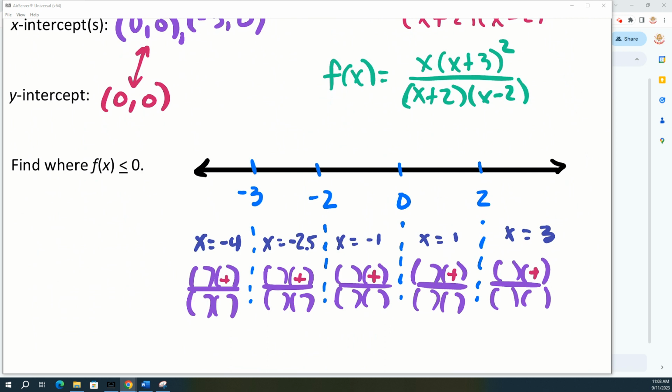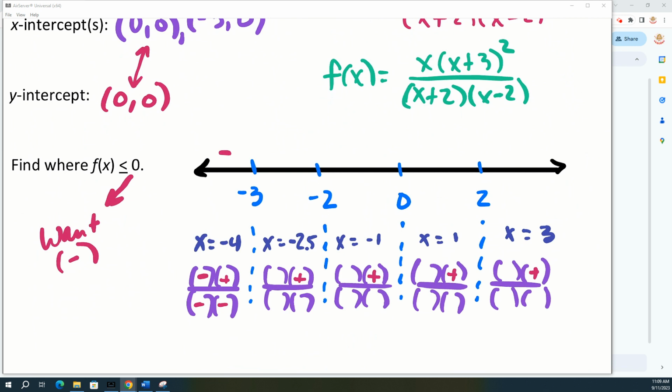All right, so I'm just going to go ahead and start plugging in these values. So when I put -4 in for x, it's just negative because it's -4. All right, and then -4 plus 2 is negative, and -4 minus 2 is also negative. All right, odd number of negatives is a negative. Now in this case, we want negatives.